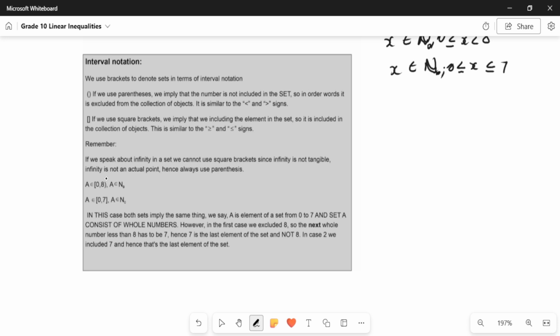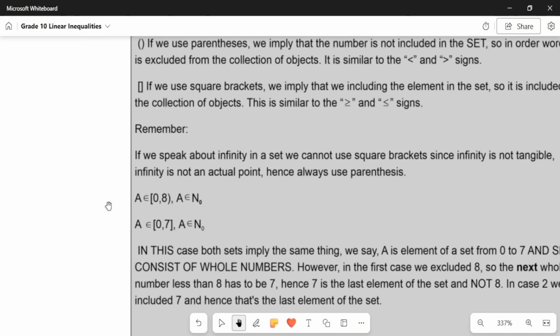Okay, so now let's first work with this, and thereafter I'll talk about all of the different ideas that we have here. So we said that we need to state all of the whole numbers less than 8. So how could we do that? The first thing is using the interval notation. We can say A is the element of. A is renaming the set. Whatever you have in the brackets represents all of the numbers that make up that set. It's an element of the set.